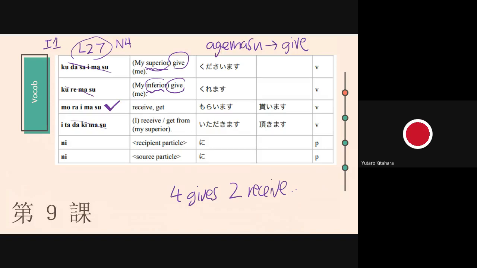Can I ask, when do we use the verb itadakimasu? Anyone can tell me? Close. But when do you use itadakimasu? When you want to eat. Yeah, before you eat. That's the correct answer. Before you eat.